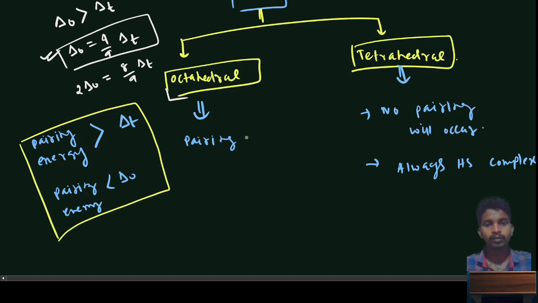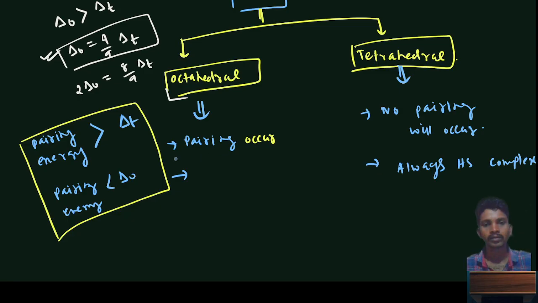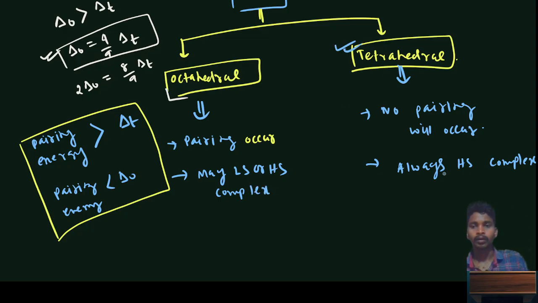Here pairing occurs. So here there may be low spin or high spin complexes, so both have a chance. But for the tetrahedral case, we will not look for pairing, so we always have high spin complexes.